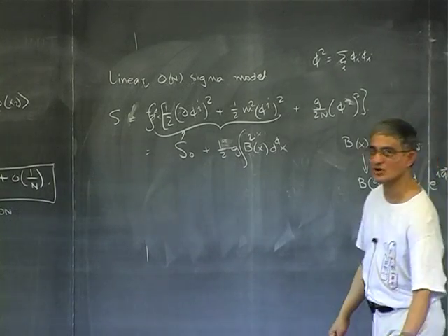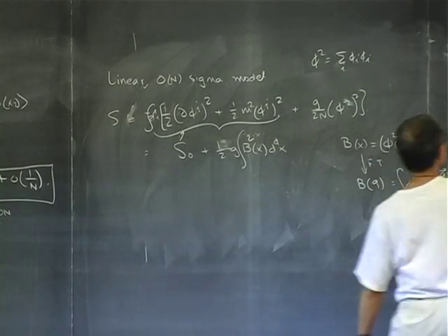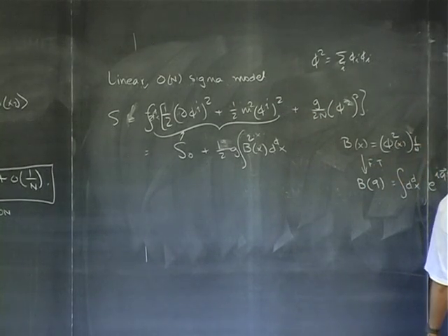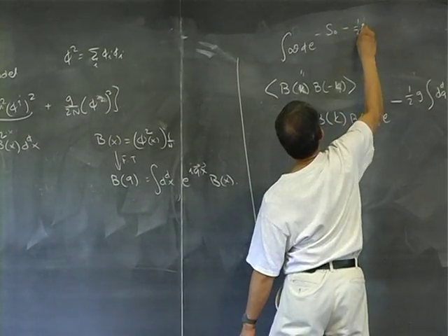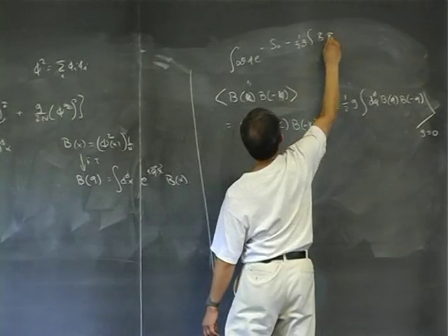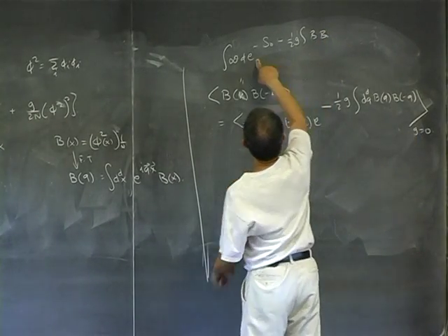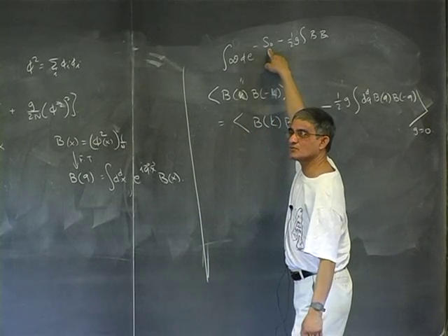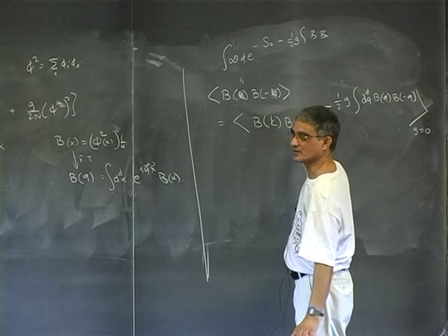This is clear because all I have done is that I have written this in the path integral. So this would be, in the path integral, d phi e to the minus S naught minus half g B B, and this thing with g equal to 0 is just the average with the weights e to the minus S0, just a trivial equality written here.